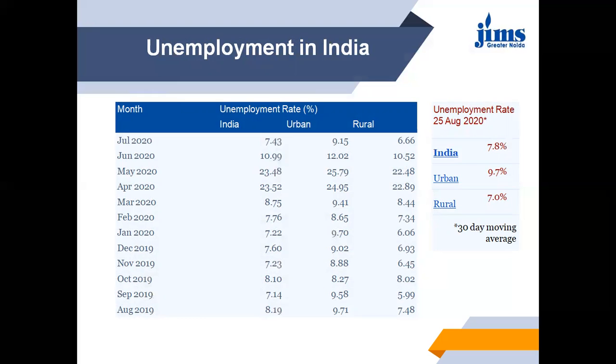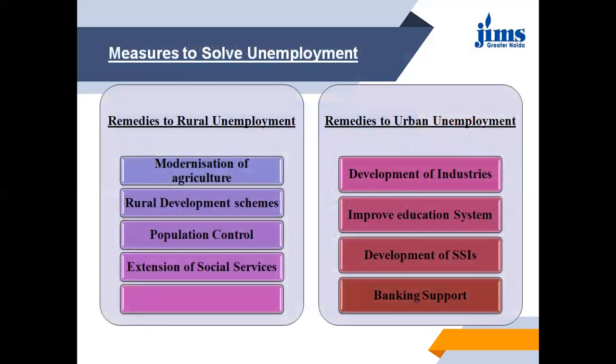And if we check only the August part, in India it's 7.8, in urban areas 9.7%, and in rural areas 7.0%. So these are some of the numbers which tell us what the unemployment rate was till July 2020 or August 2020.